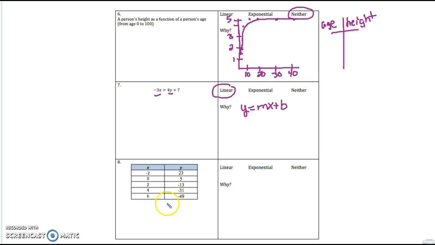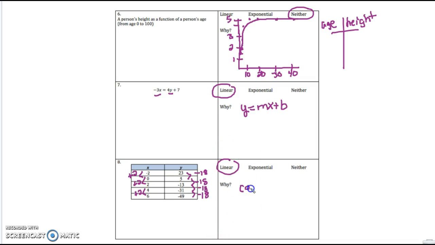Number 8, look at this table. This is going to be plus 2, plus 2, plus 2. 23 to 5 means we are going down. Let's try to subtract first. That's the first thing that we could do. And so 23 minus 5 is going to give me minus 18. Is 5 minus 18 negative 13? Well, it is. So minus 18, minus 18, minus 18, linear.